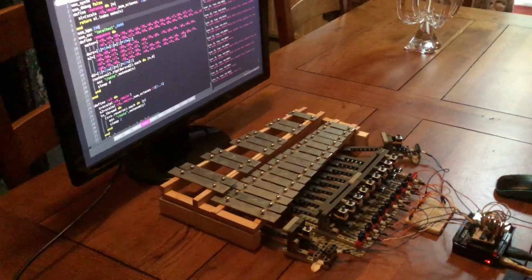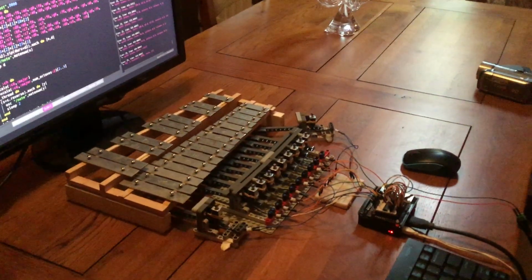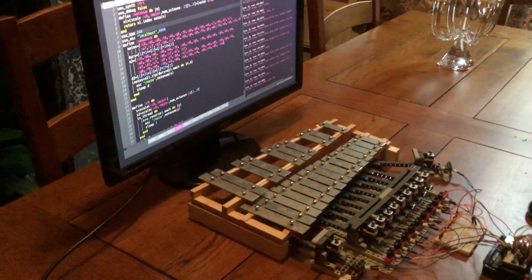So there we have it, concert by the Sonic Pi Glockenspiel, all powered by Raspberry Pi 3 and Sonic Pi 3 running on that.